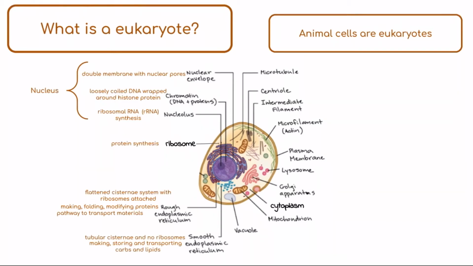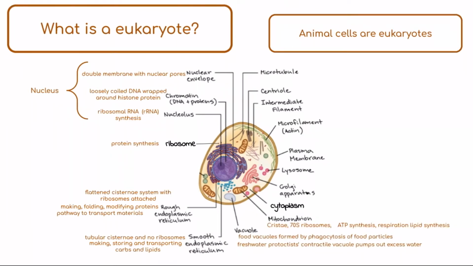Next, there are vacuoles. In some organisms, these are food vacuoles formed by phagocytosis of food particles, and in others, such as freshwater protoctists, these are contractile vacuoles which pump out excess water. Next, we have mitochondria, with the inner folded membrane of cristae and 70S ribosomes. These are essential for ATP synthesis, respiration, and lipid synthesis, and basically provide the energy for the cell.